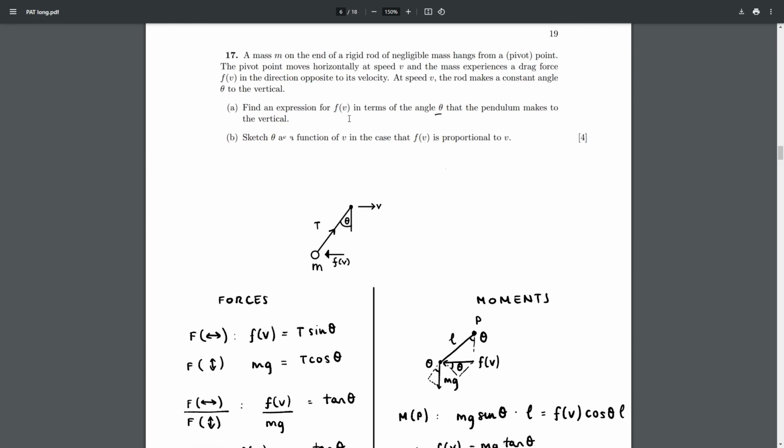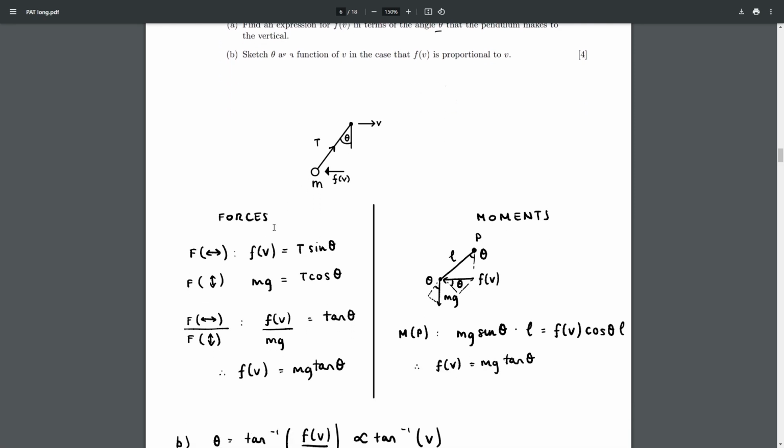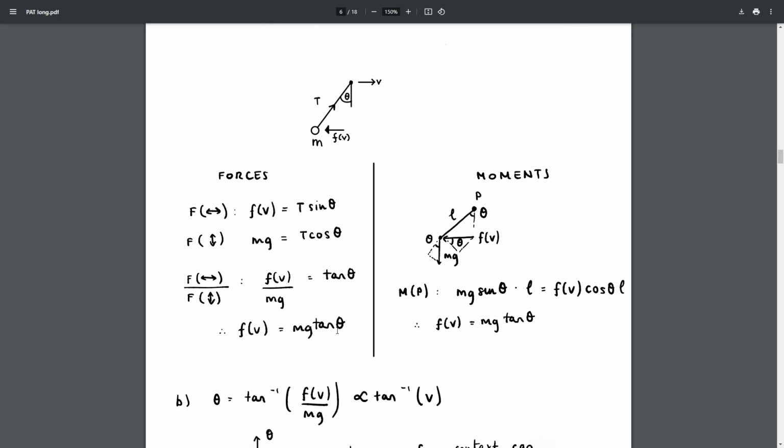So if we say there's a tension T in this rigid rod, we get that horizontally, f of v is equal to T sine theta, and vertically, mg is T cos theta. We can then divide these equations and we'll get f of v over mg is tan theta, so f of v is mg tan theta.